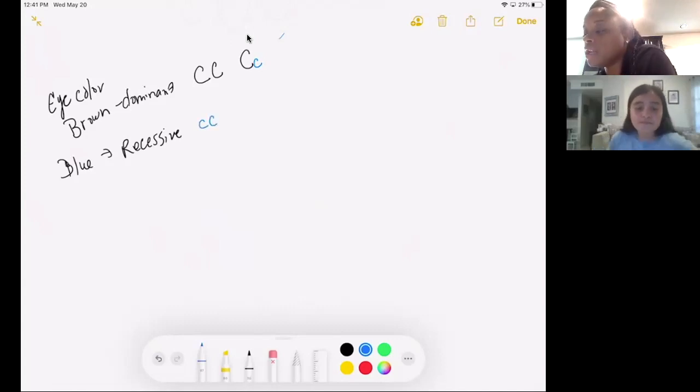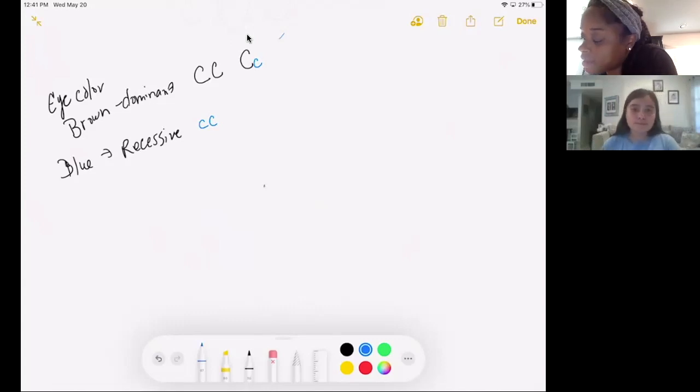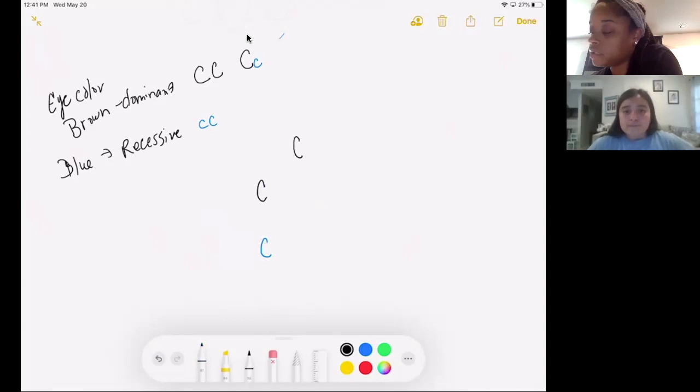So now let's set it up. Let's have a mom who is heterozygous for brown eyes. So that is a capital C, lowercase c. And we have a dad that is also heterozygous. So that would be a capital C, lowercase c. Sounds good? Yeah. All right, let's make our box.